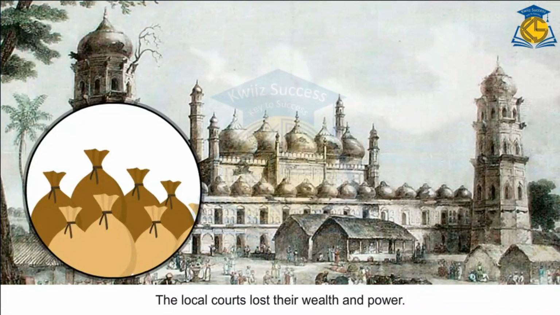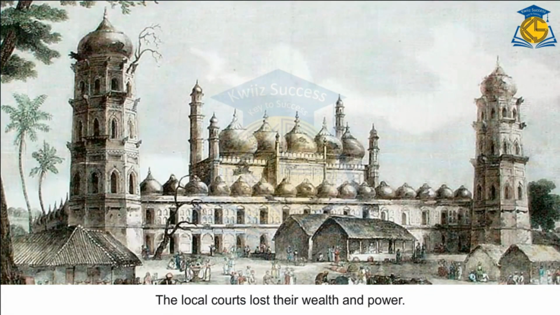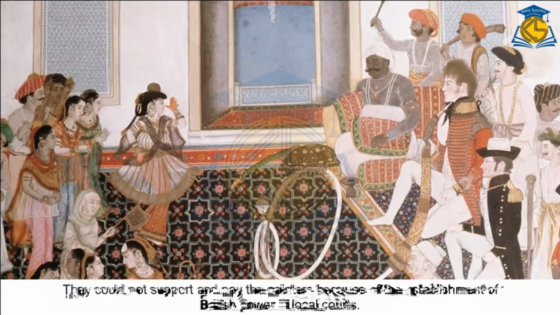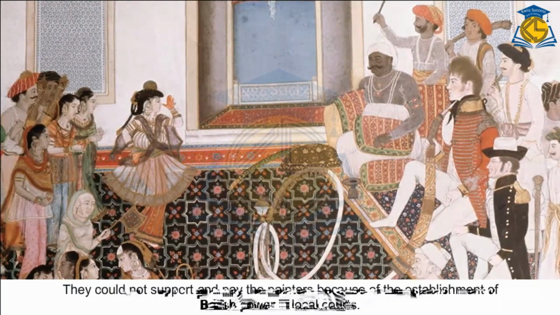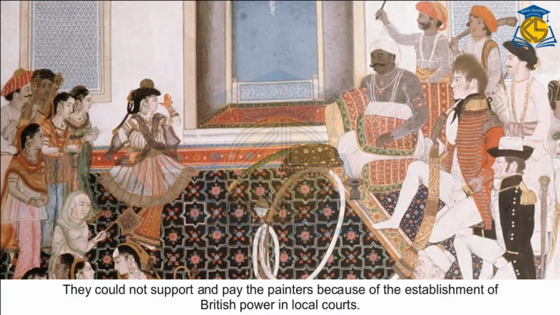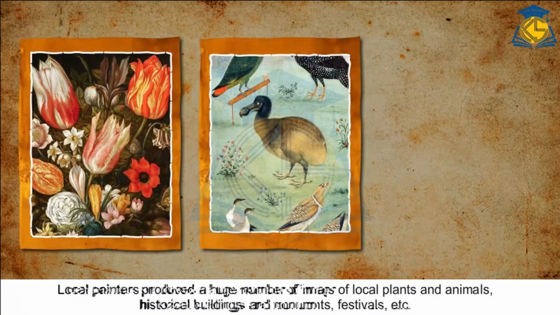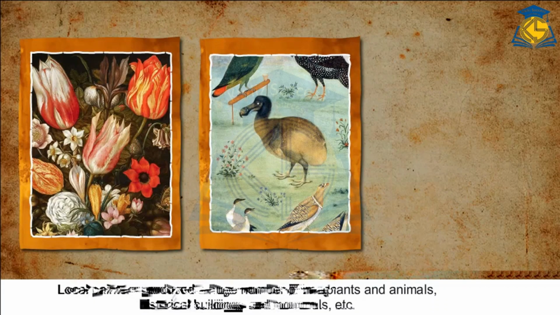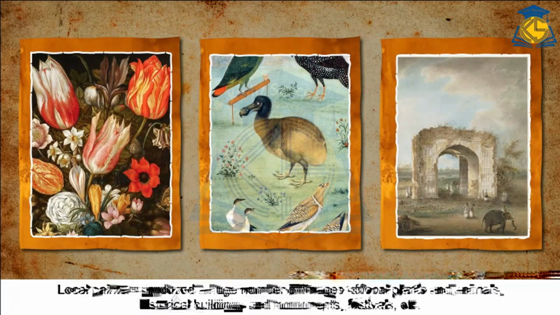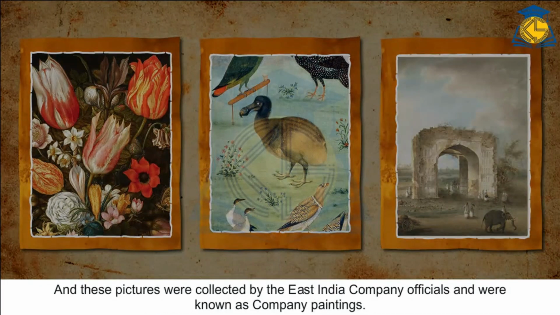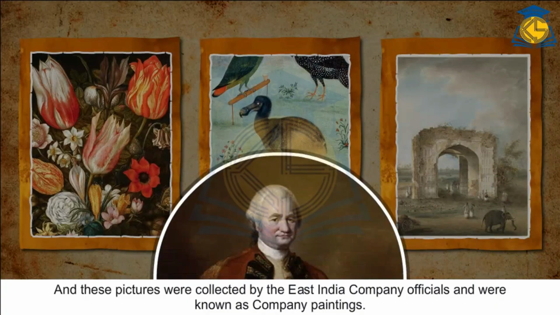The local courts lost their wealth and power. They could not support and pay the painters because of the establishment of British power in local courts. Local painters produced a huge number of images of local plants and animals, historical buildings and monuments, festivals, etc. And these pictures were collected by the East India Company officials and were known as company paintings.